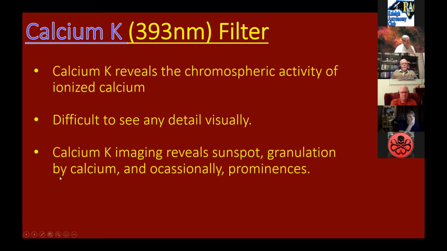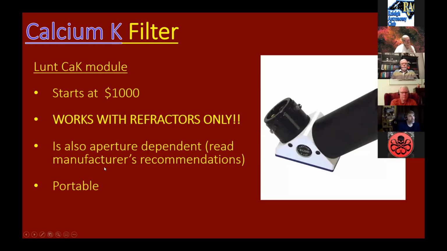So anyway, that's calcium K, and I went over it, kind of like the Quark module made by Daystar, this calcium K module made by Blunt Solar Systems. That's all there is to it. It's pretty much just a diagonal, and that's it. Just like your Daystar one I was just talking about, and just like your Herschel Wedge. That's all there is to it.